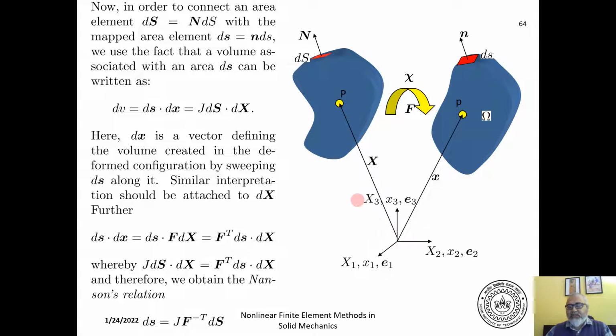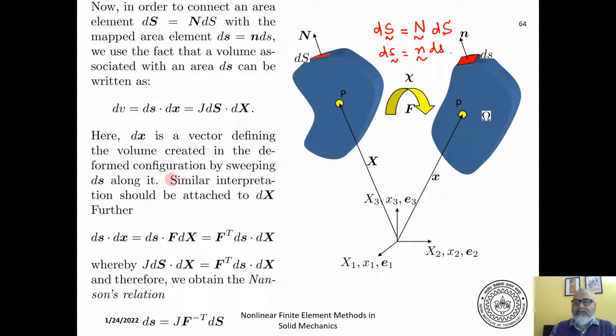Now let us look at the situation where we have an area. With every area we can correspond a vector. So this small area dS on the surface of the body can be represented by a vector dS, which is N, the normal to the area, times the scalar area. Similarly, small ds is a vector normal to this deformed patch, times small ds. So this red patch maps to this red patch due to the deformation, and we are trying to figure out the relation between this patch and this patch, the area and the normal of this patch versus this patch.